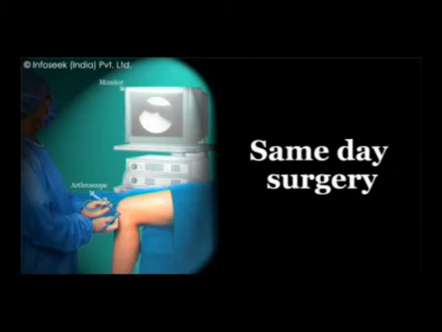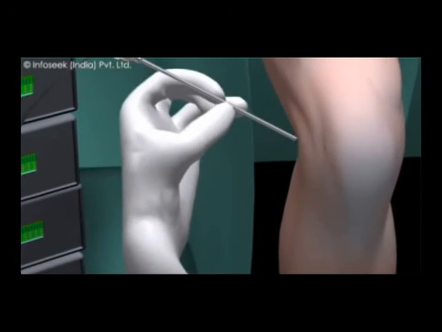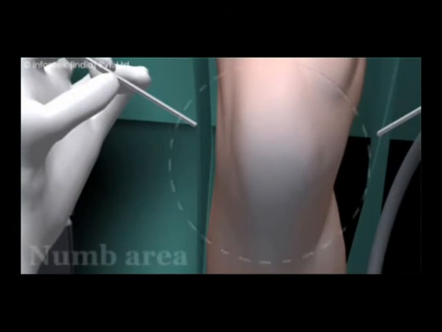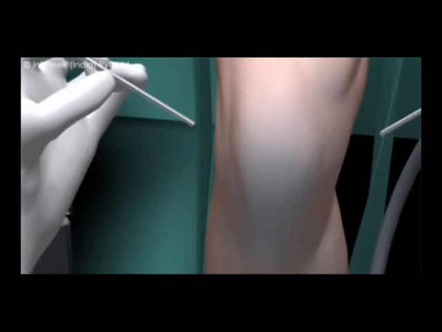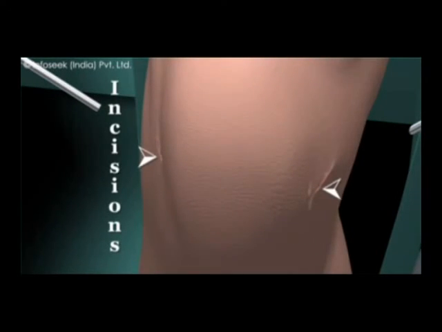Arthroscopy is a same-day surgery where the patient is admitted just before the procedure and allowed to go home a few hours later. To perform arthroscopy, the surgeon first numbs the area around the joint with an anesthetic so that the patient will not feel any pain during the procedure. He then makes two small incisions on the joint called portals through which the instruments can be inserted.